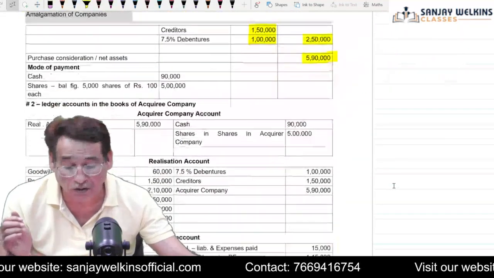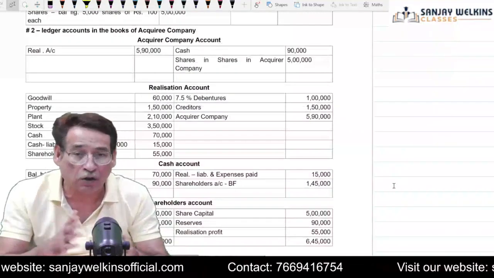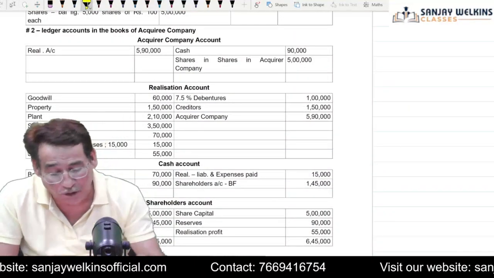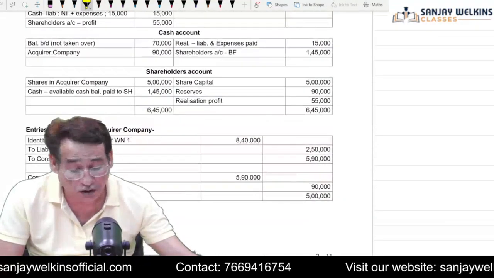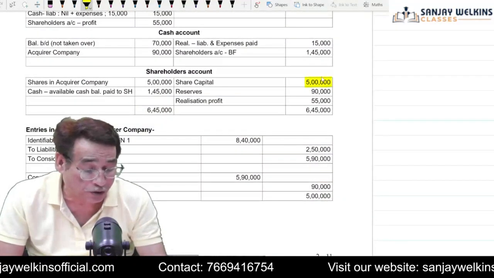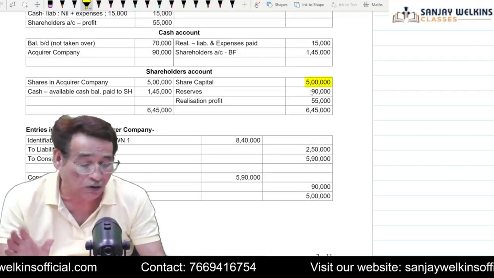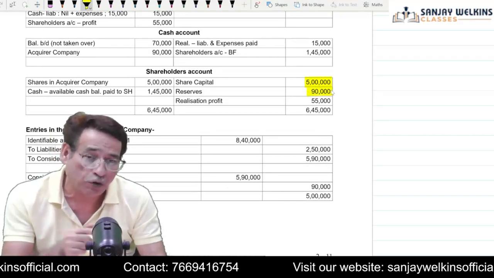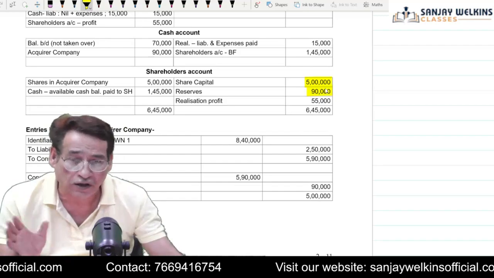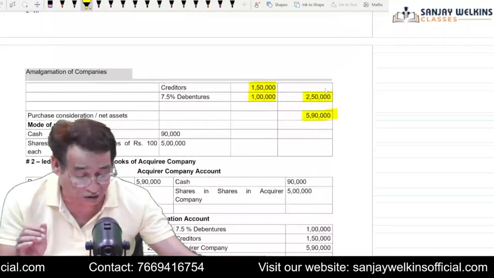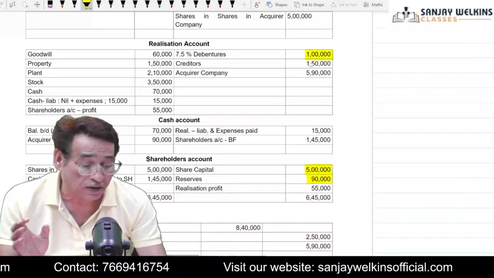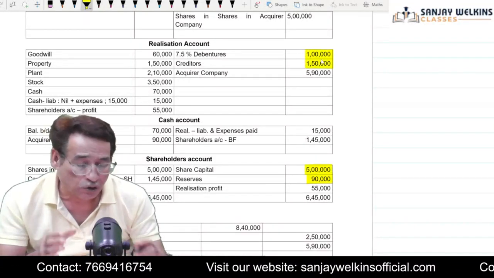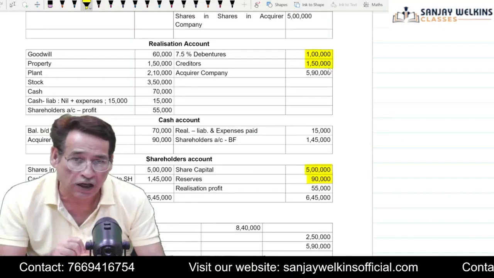Is it clear to you or not? Now, the rest of the question will run on similar lines. For example, I have already told you in this particular question, first of all, there was a share capital which we have posted to the credit side of shareholders account. Then there were reserves which we posted to the credit side of shareholders account. Then there were two liabilities in the question, debentures and creditors. Both these liabilities will be posted to the credit side of realization.